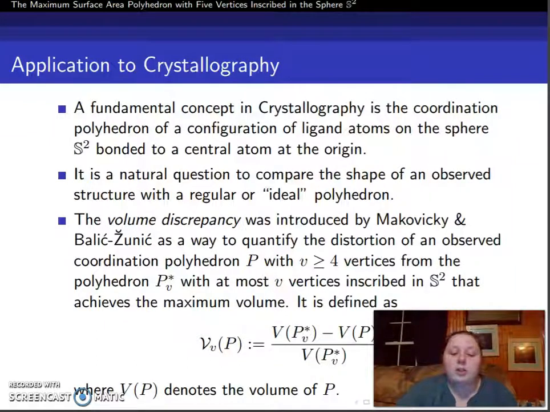Our project applies to a fundamental concept of crystallography, which refers to the configuration of ligand atoms in the sphere that are bonded to a central atom, called the coordination polyhedron. Using the concept, they are able to determine a formula for the volume discrepancy, which is shown here by this formula.